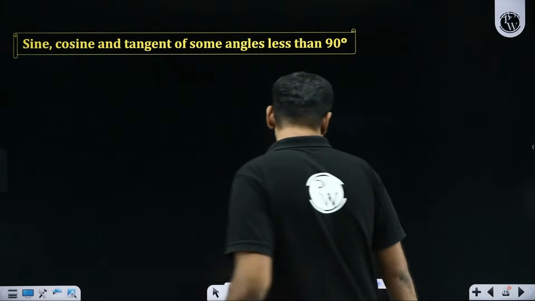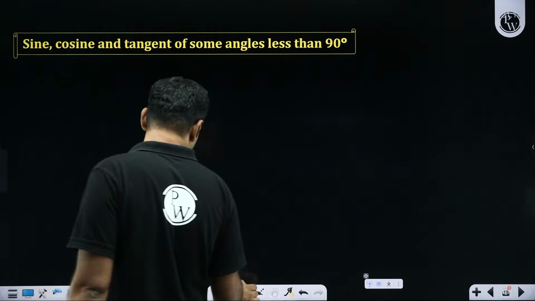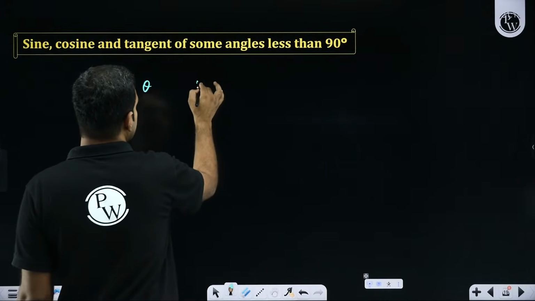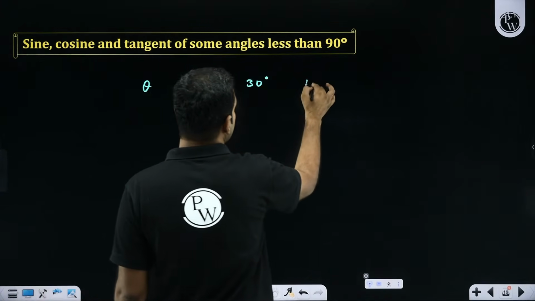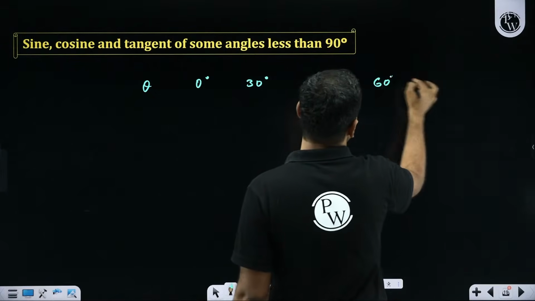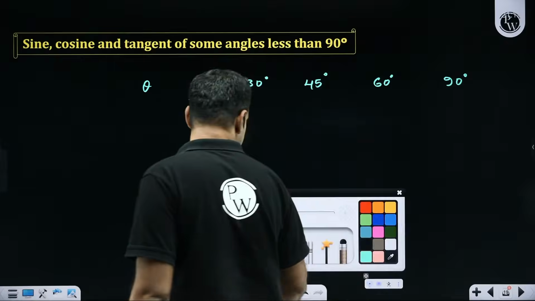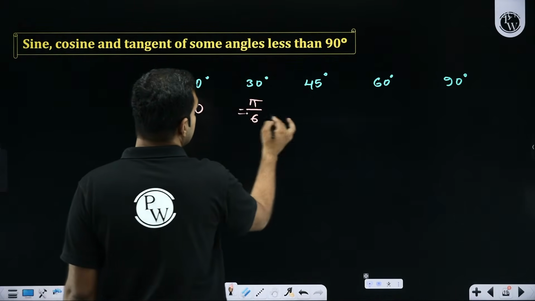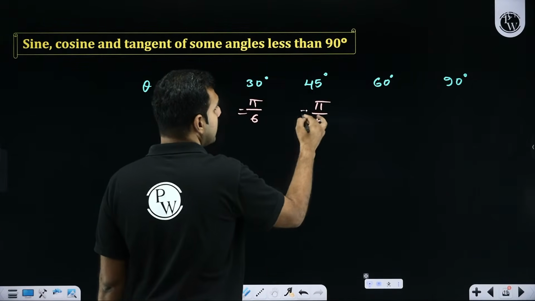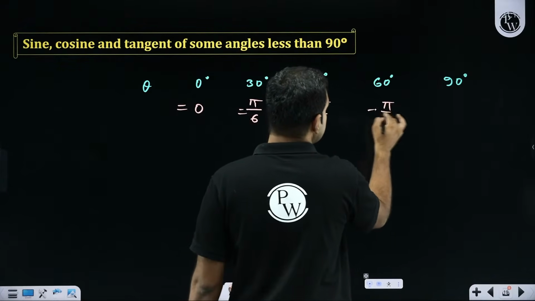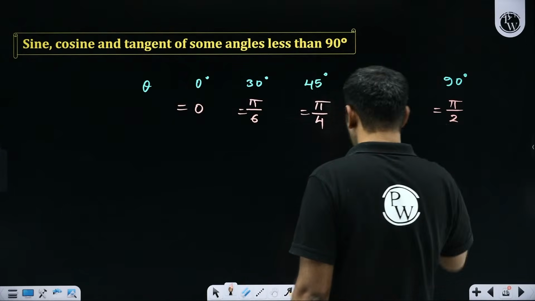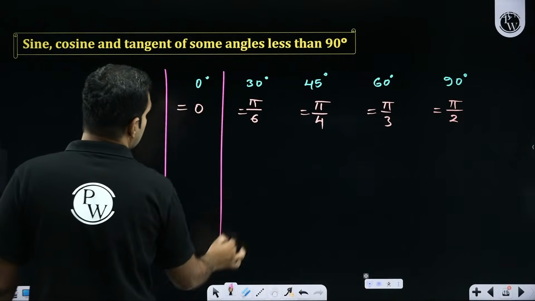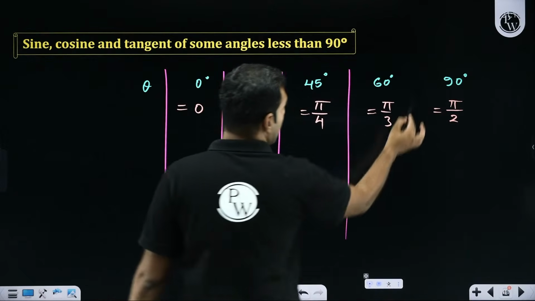Now, we know the table. What table, students? We know the table that if you say theta is, let's say, 0 degree, 30 degree, 45 degree, 60 degree, or 90 degree. Or in terms of radians, you can say 0 radian, 30 means pi by 6 radian, 45 means pi by 4 radian, 60 degree means pi by 3 radians, 90 degree means pi by 2 radians. For these angles, we have learned certain values. We have learned these standard values already in 10th standard.